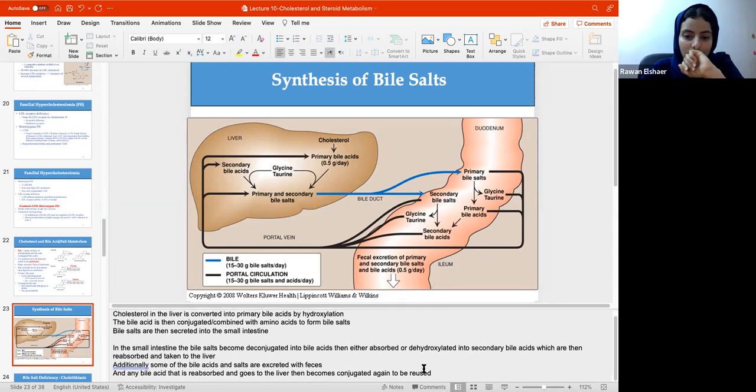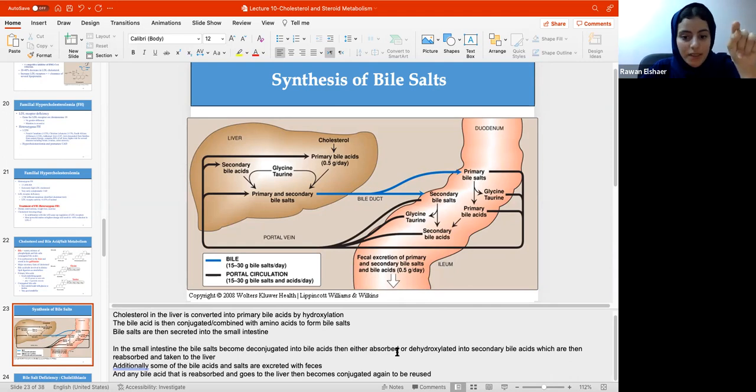Okay. So what you need to know is that the bile salts become deconjugated into bile acids, and then they're either absorbed or decarboxylated. This is what makes the primary bile acid into a secondary bile acid when it becomes decarboxylated. Then the secondary bile acids are absorbed and reused.